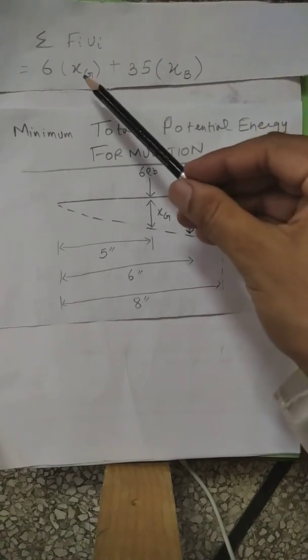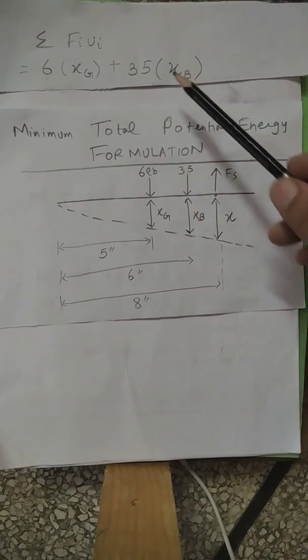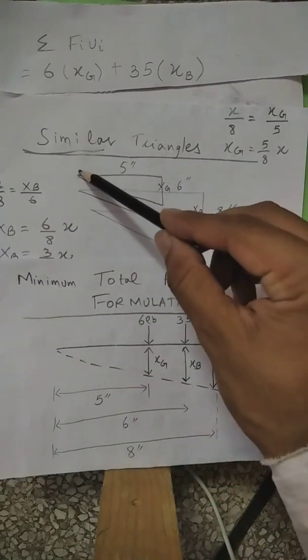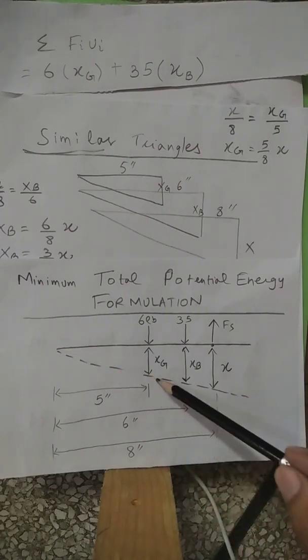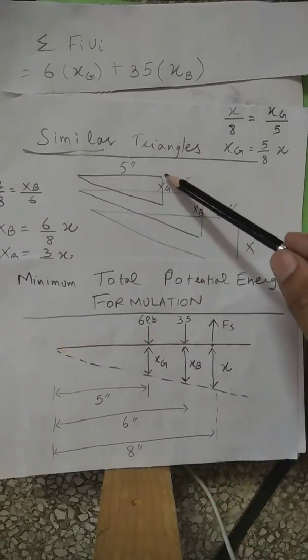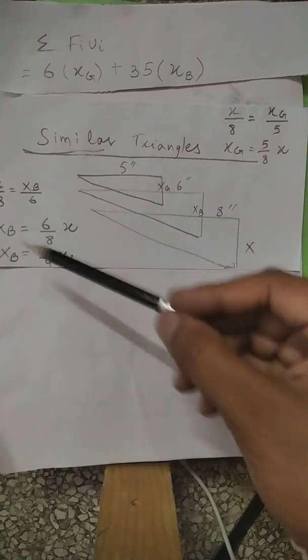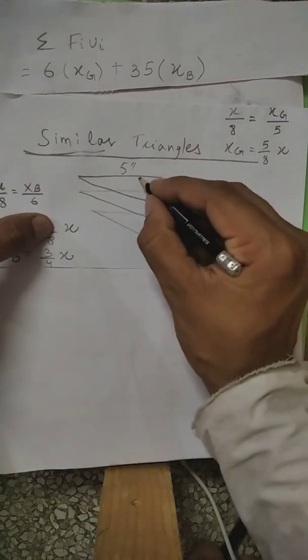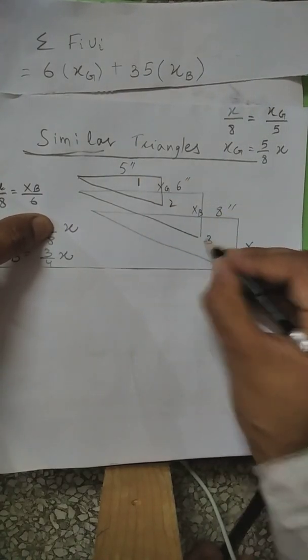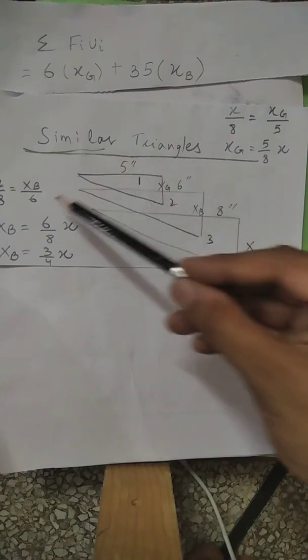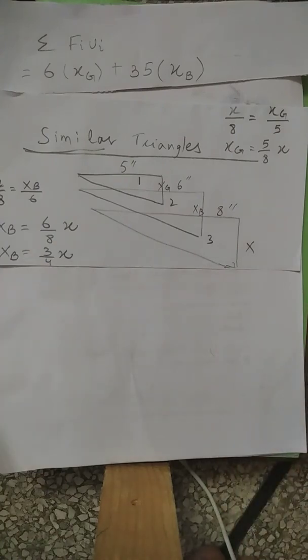We do not know the value of xg, we do not know the value of xb, but we can write these two in terms of x by using similar triangles. You can see that we can make these similar triangles. This small triangle has this length 5 and this side xg, similarly this length is 6, this length is xb, this length was 8 and this length is x. So we can compare these triangles. Let me number them 1, 2, 3. In triangle number 3, x over 8 will be equal to xb over 6. Here we got the value of xb.